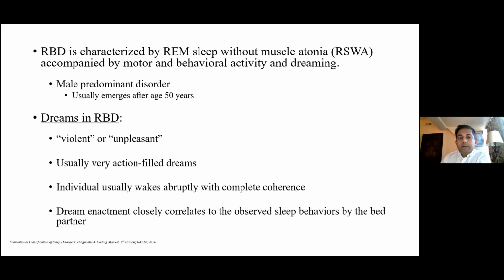So in RBD, there's a loss of that skeletal muscle paralysis, but then also the condition is accompanied by both motor and behavioral activity and then dreams as well. The condition is usually prominent in males. It usually emerges after the age of 50. The dreams in RBD are often described as being quite violent or unpleasant, with patients reporting aggressive dreams of being attacked, having to protect themselves, or usually physical with or without verbal altercations.